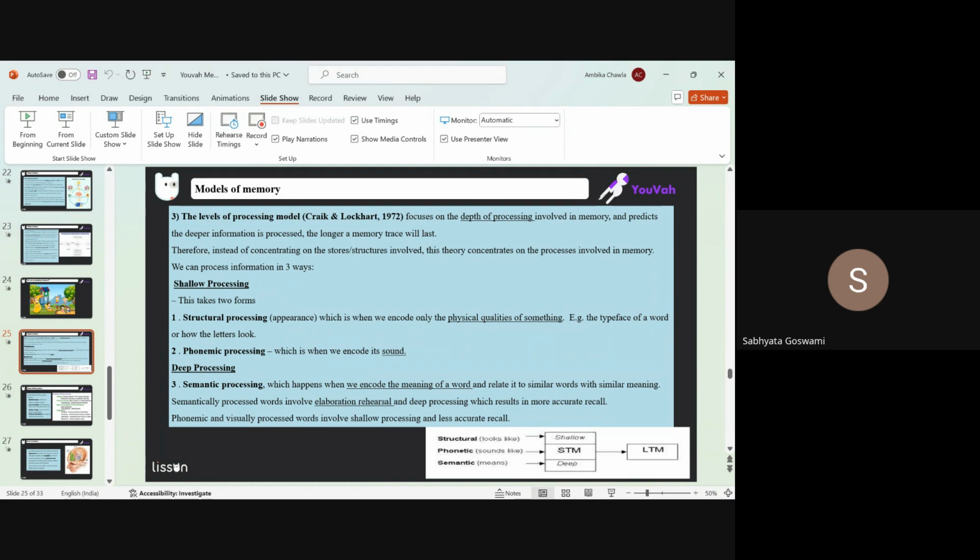They gave us two types of processing, shallow and deep processing, where shallow processing involves structural and phonemic processing, and deep processing involves semantic processing. Right? So structural processing is just the appearance, the looks, the physical qualities.